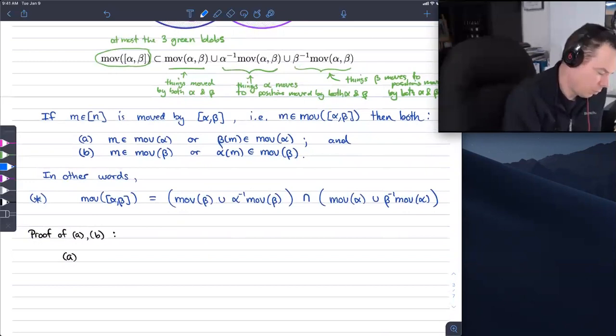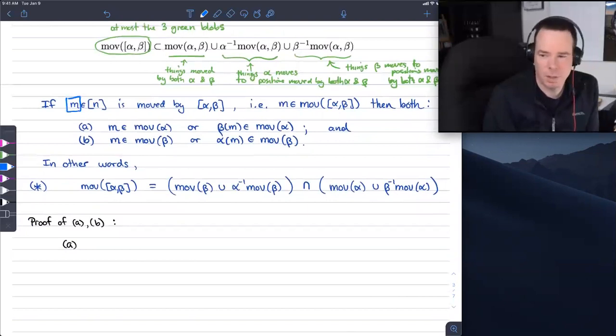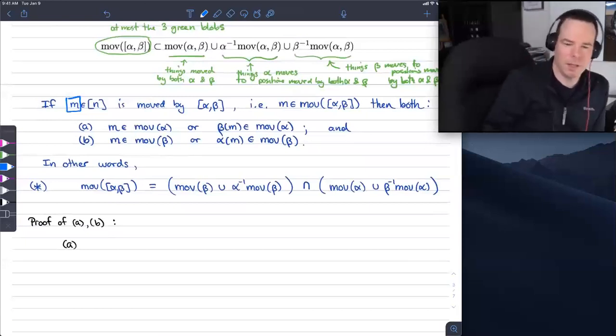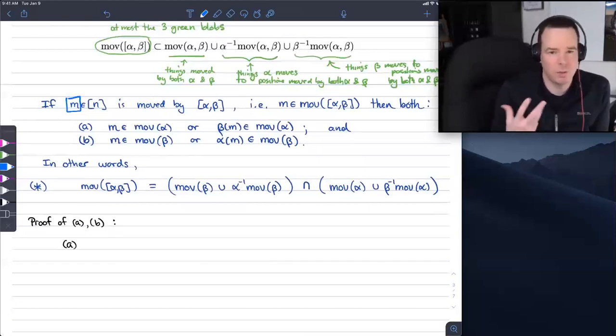And so what is our proof? We're going to say, suppose we've got a piece that's moved by the commutator alpha, beta, then what has to happen? Well, then we get these two things. The position that the piece is in has to be moved by alpha, or beta had to move it into a position that was moved by alpha. So that's the first line there that says, how could you have possibly been moved by the commutator? Well, you would have had to have been moved by alpha, or beta would have had to move you to a place where then alpha moved you.